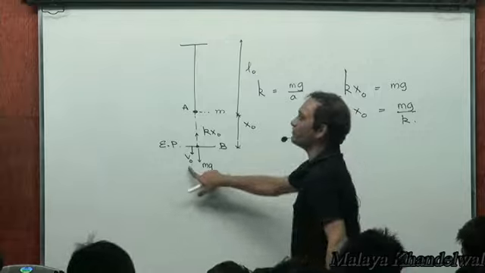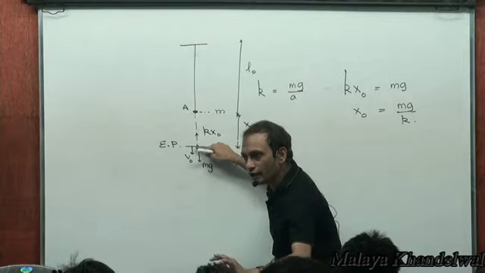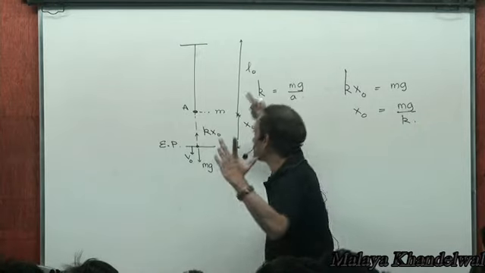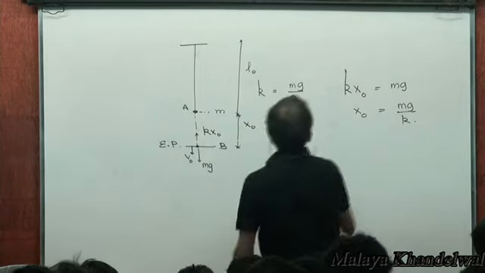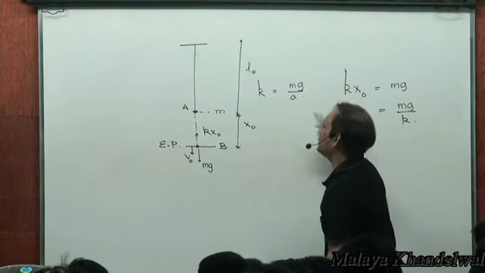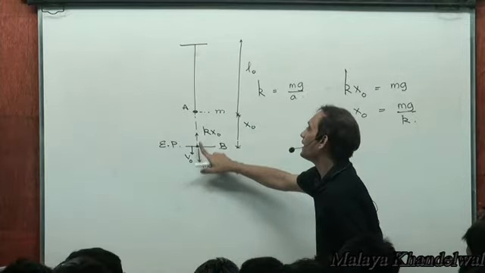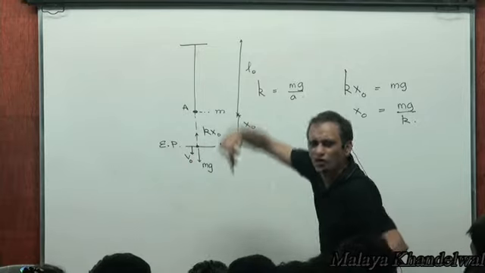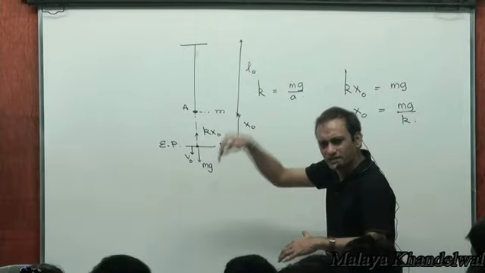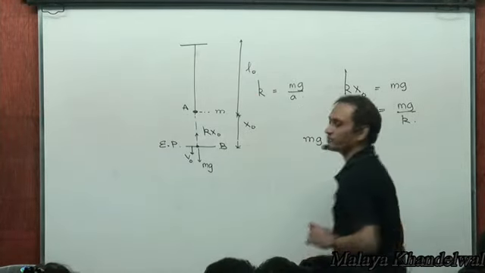So then I want to find v naught in this state. From A to B, I'm going to deploy the work energy theorem. What's x naught? I have known the state of equilibrium. What's the work done by gravity from A to B? mg into x naught. mg downwards, x naught downwards. So mg into x naught. That's the work done by gravity.